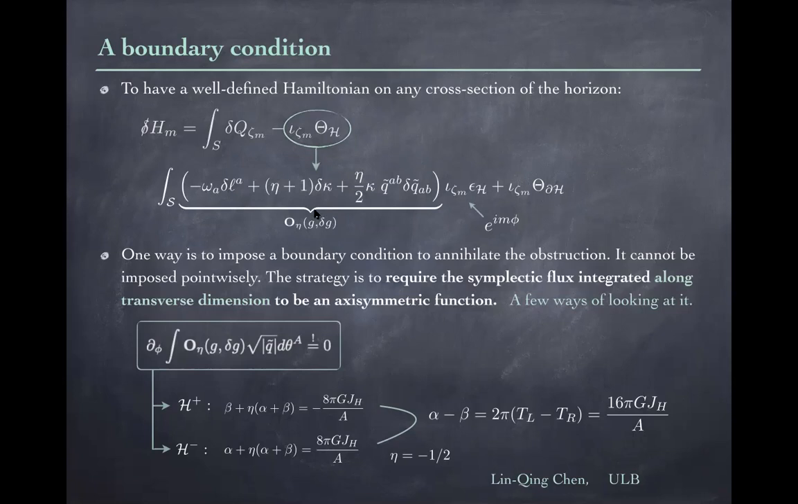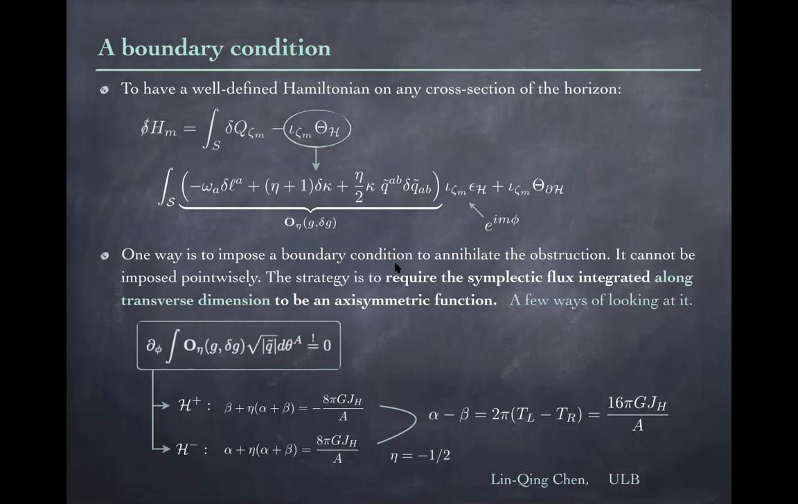However, it can be imposed in a weaker form. If we require the symplectic flux integrated along the transverse direction on this codimension-2 sphere to be an axisymmetric function, then together with the integration of the exponential, it will make this whole piece vanish.